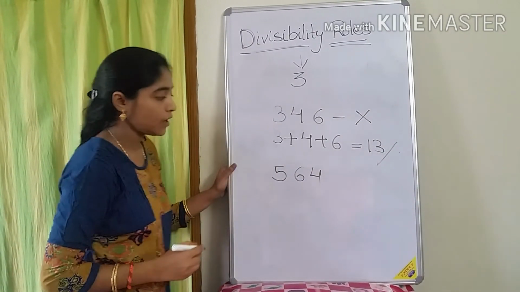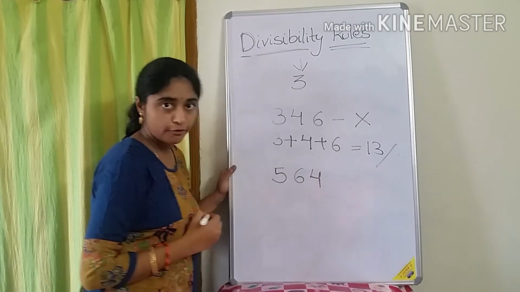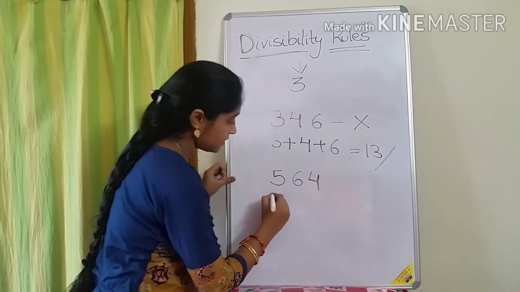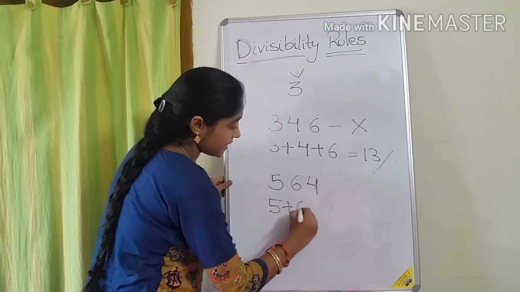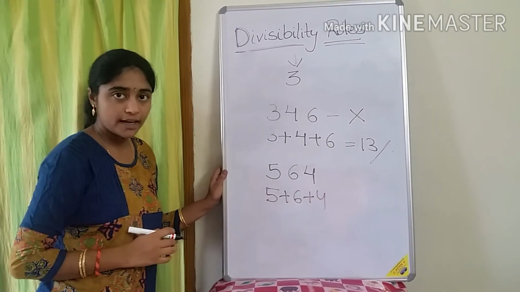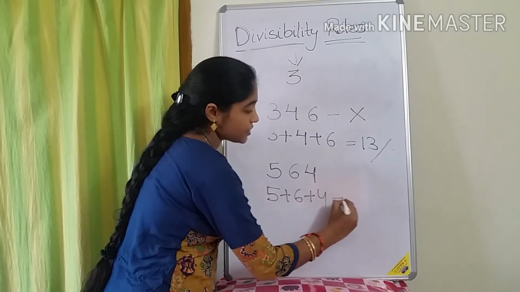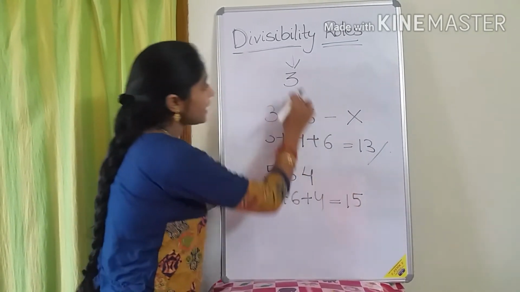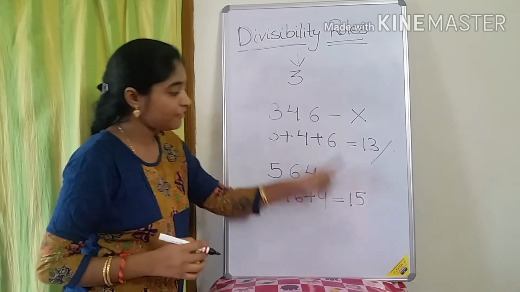564. Just add the numbers. 5 plus 6 plus 4. 5 plus 6 how much, children? 11. Yes or not? 11 plus 4 how much? 15. 15 comes under the 3 table or not? In the 3 table, 15 comes or not?